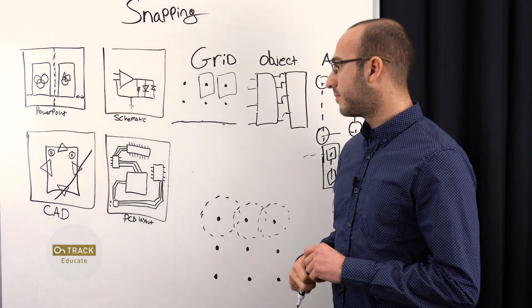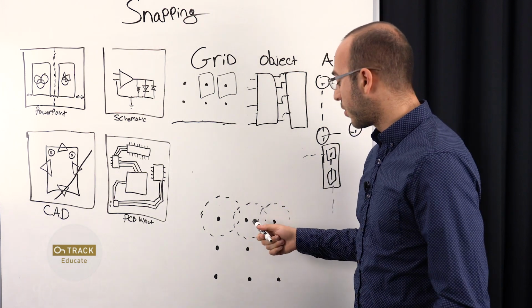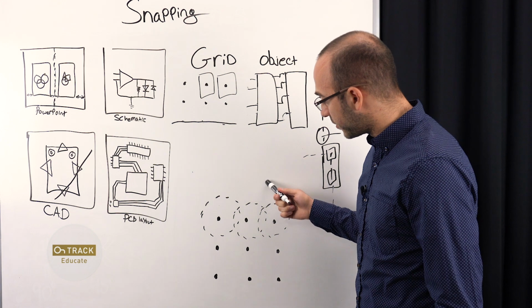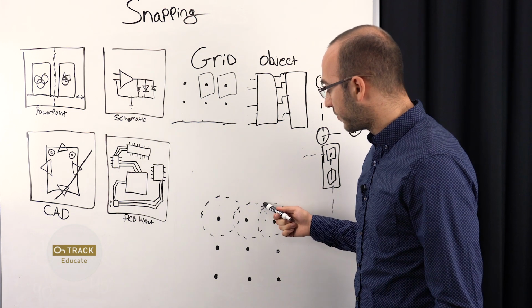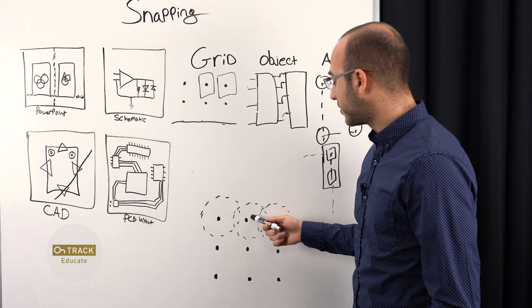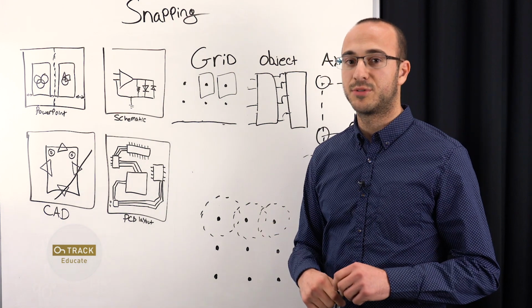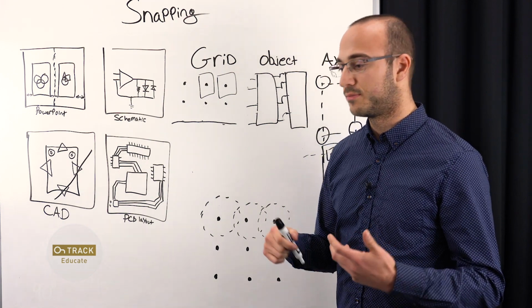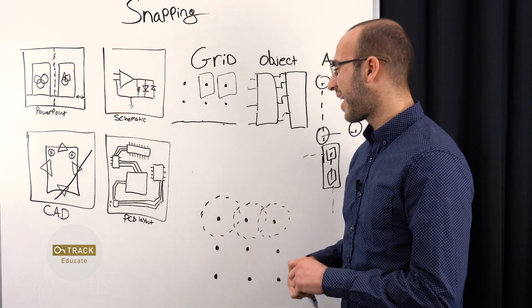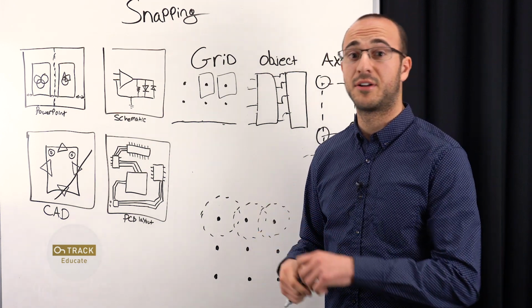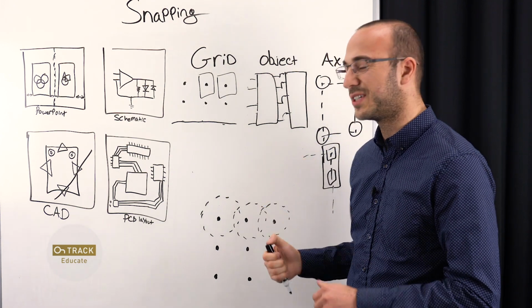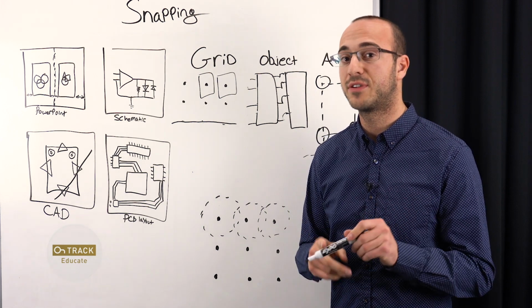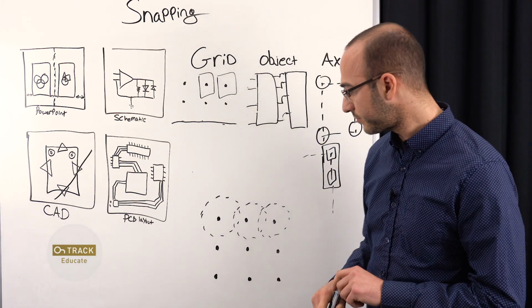But there is a problem when these overlap. So if we move our cursor this way to the overlapped area, our cursor doesn't know where to go, and that will leave us with not precise placement. You may have encountered this if you're placing down a component and it's snapping between two points and you can't get it exactly right. You could have a problem with your snapping area.